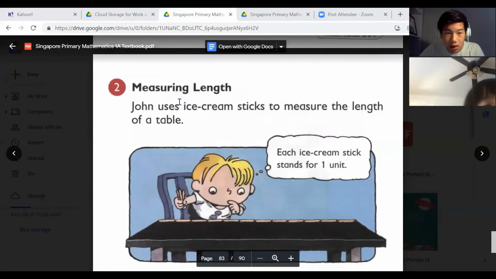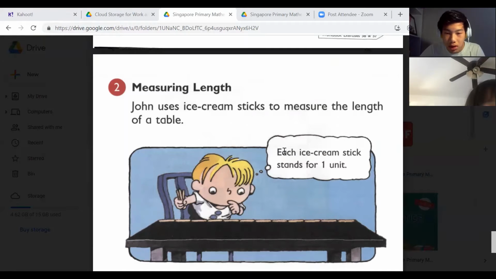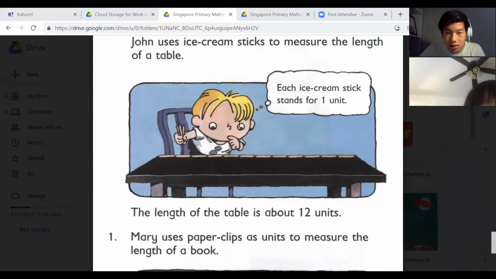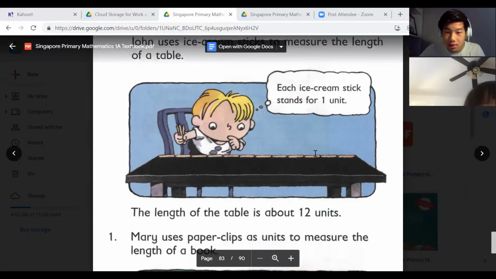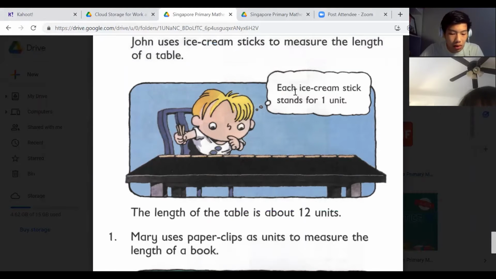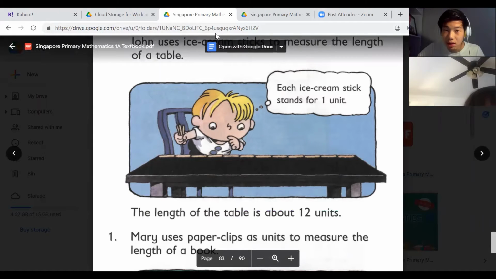Okay, now, John uses ice cream sticks to measure the length of a table. Okay, let's see, this is John. And he's using ice cream sticks to measure how long the table is. And it's important to see that we have something called units, which is what we use to measure basically everything. When you get older, you're going to learn about things like centimeter, meter, kilometer, feet, inches, stuff like that. And those are all units or things that you can use to measure the table.